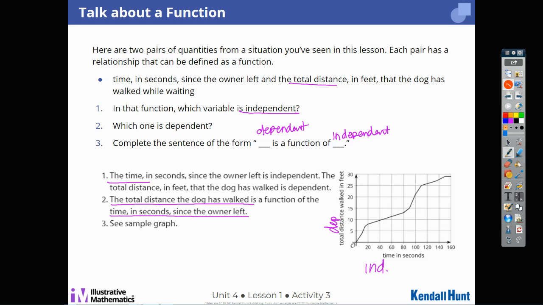It's not at a constant rate because the dog's not going to walk at a constant speed the whole time that its owner's away. So you've got to consider all the factors that go into that. It's not going to be constant. It's going to kind of be sporadic.